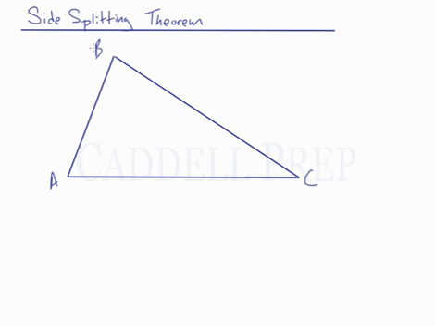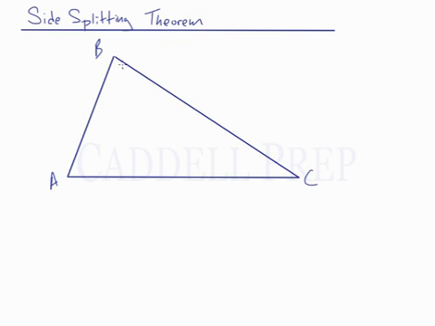In this lesson, we're going to cover the side-splitting theorem. So we have a triangle ABC. This could be any type of triangle: isosceles, right triangle, scalene. Doesn't really matter what type of triangle it is. The side-splitting theorem is going to work for it.